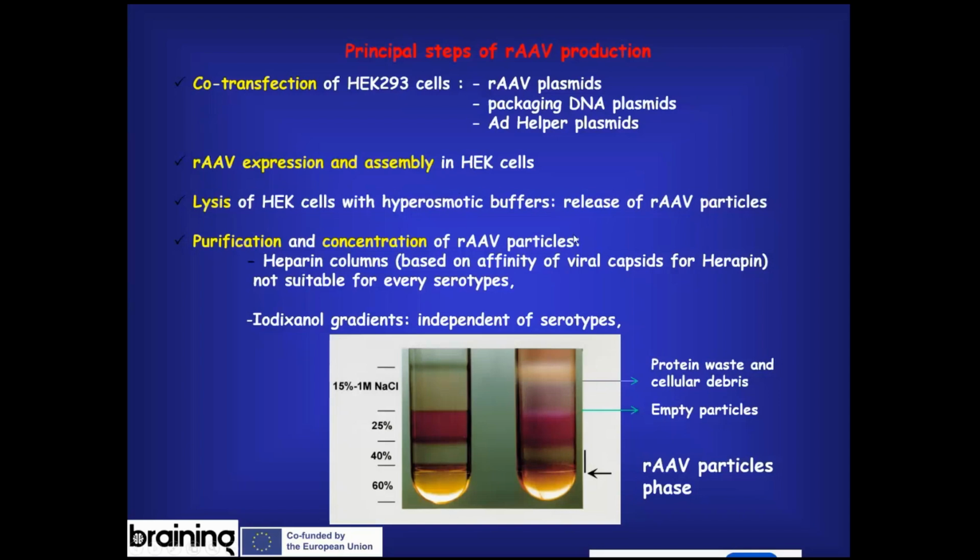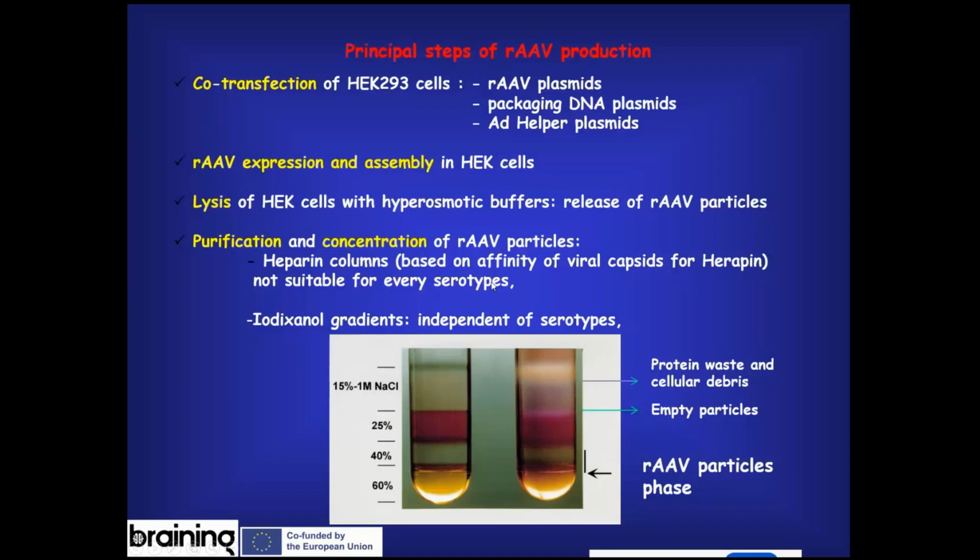And then, since you have a total lysate, you don't want to have protein coming from the X cells, so you do purification and concentration of AAV particles. You can use two methods, either the heparin columns, because we know that some viral capsids can bind heparin. So you make them pass through a heparin column, and the virus will be attached to the heparin, and the other proteins will go away. But this is not suitable for every serotype.